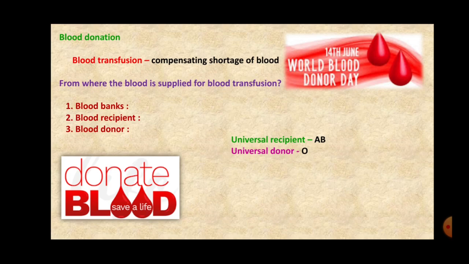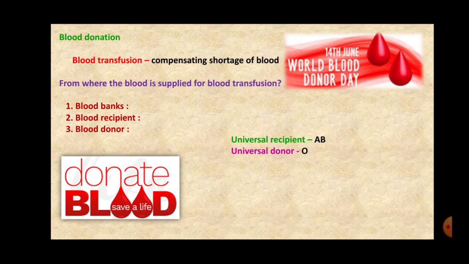Now, if a person has blood group O, he can donate blood to any person, irrespective of his blood group. That means the donor can donate blood to any patient, and the person with O blood group is called the universal donor.